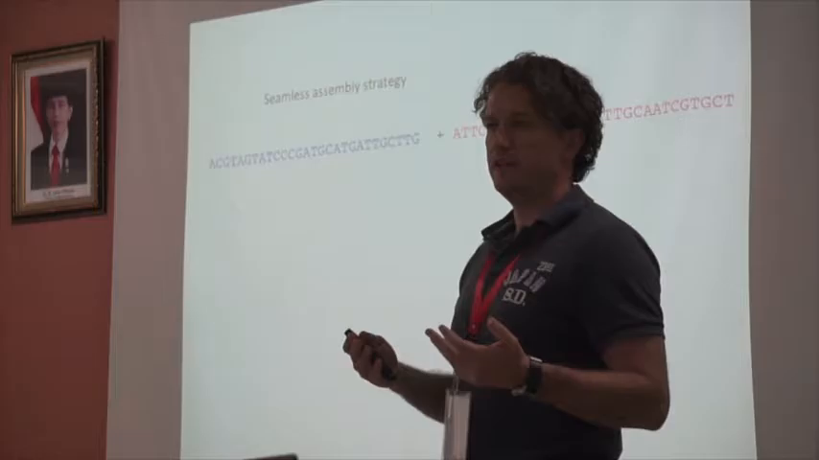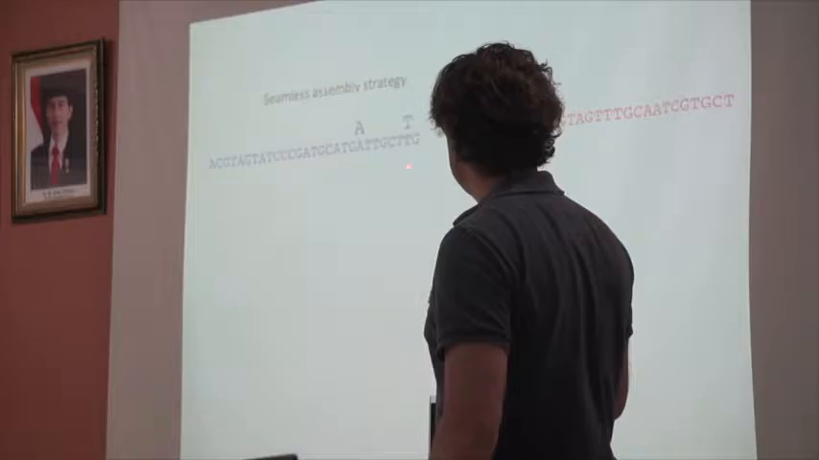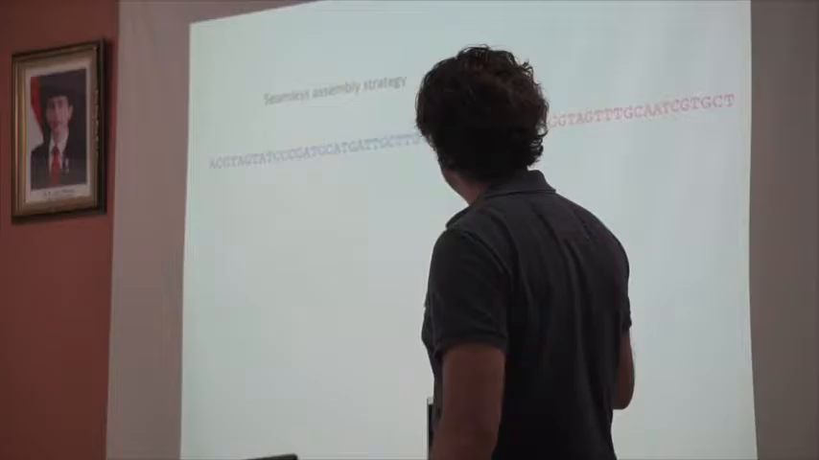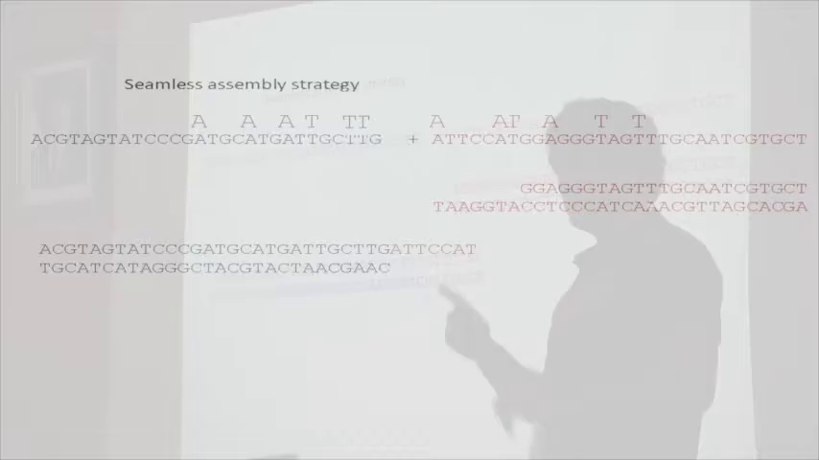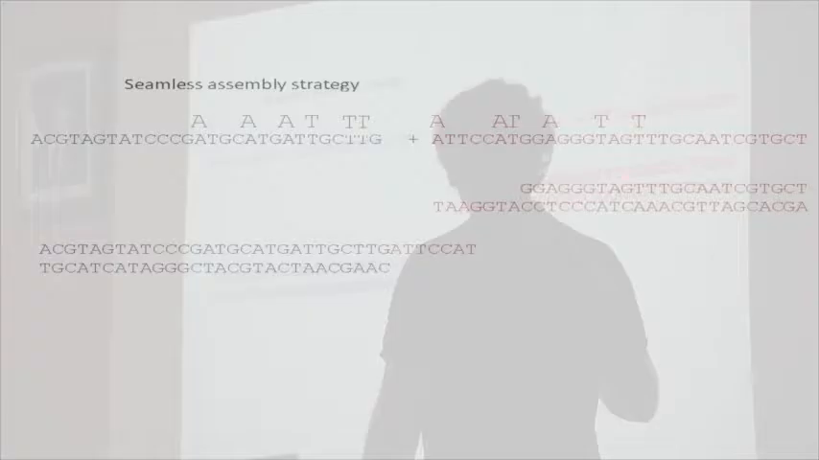What I do when I do USER cloning is that I look for an A and a T which are spaced apart roughly 7 to 15 nucleotides. It doesn't really matter which one it is. It could be this A and this T, it could be this and this, and I have way too many examples. It could be on either strand. Okay, so finally, I settle for one. In this case, I settle for this A and this T.